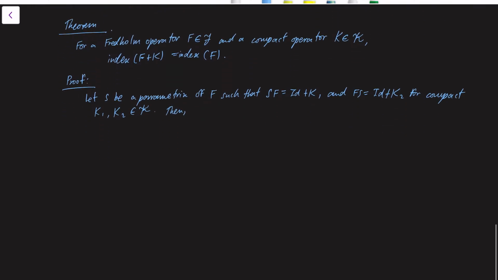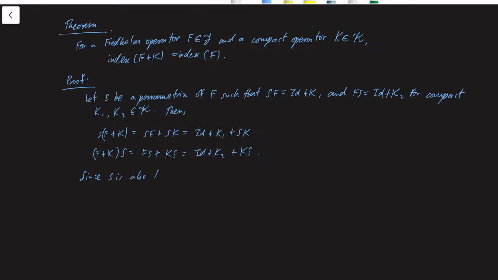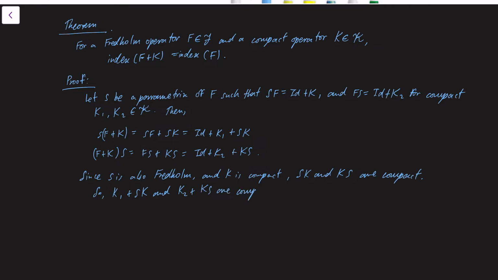Then we have that S times (F plus K) equals SF plus SK, and that's the identity plus K1 plus SK. And similarly, (F plus K) times S is the identity plus K2 plus KS. Now, since S is also Fredholm and K is a compact operator, SK and KS are also compact. So K1 plus SK and K2 plus KS are compact operators. Thus, S is a parametrix of F plus K.